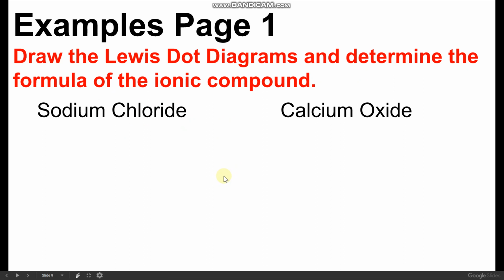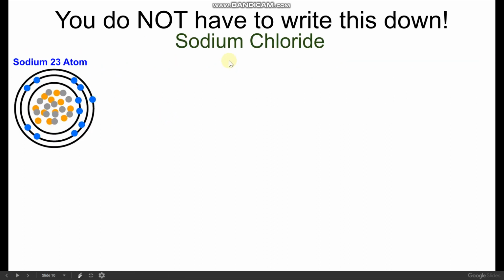Okay, so let's go through some examples. What we're going to be doing for examples today is drawing Lewis dot diagrams and determining the formula of the ionic compound. Before we do that, I'm just going to show you some models. You don't have to write this down, so don't write this down.